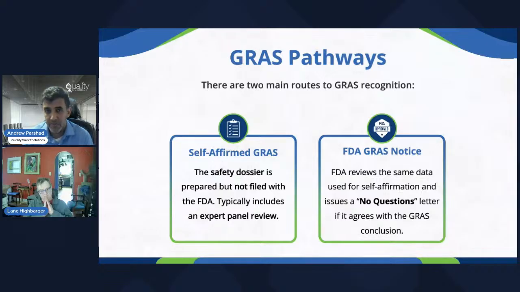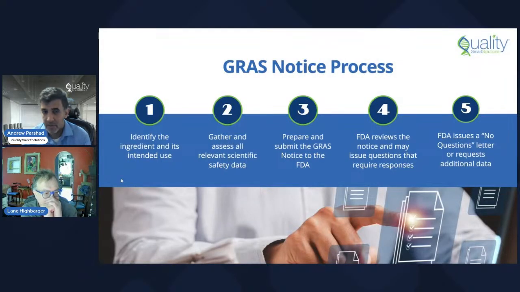So the process really involves identifying the ingredient and its intended use, because the intended use could be alcoholic beverages, or foods. Like what kind of foods? Is it cereal? Is it orange juice? There are so many different pathways it could be used for. Then secondly, gather and assess all the relevant scientific data. Tox studies, typically subchronic studies, 90-day studies, 14-day studies, looking at genotox. Those are typically the battery of studies involved in a GRAS dossier to corroborate safety, but there could be others as well.